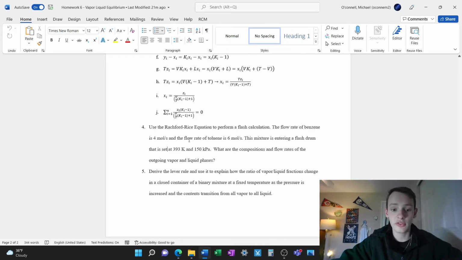And this flash drum is set to a temperature of 393 kelvins and 150,000 pascals for the pressure. What we would like to find is the flow rate of the liquid that's exiting from the bottom of our flash drum and the flow rate of the vapor that's exiting from the top of our flash drum, as well as the composition in the liquid phase and the vapor phase.